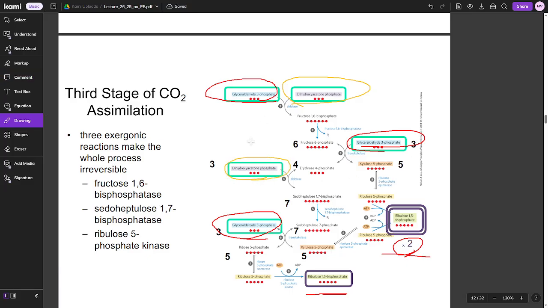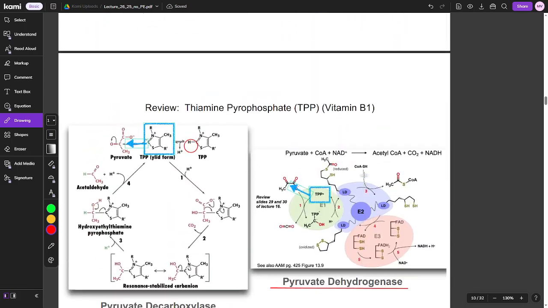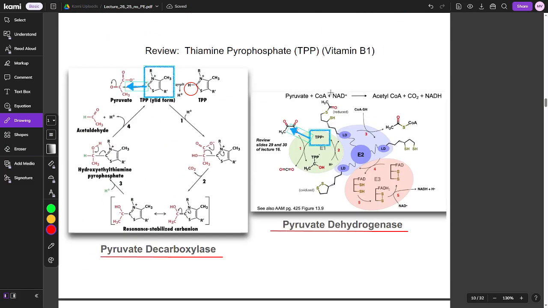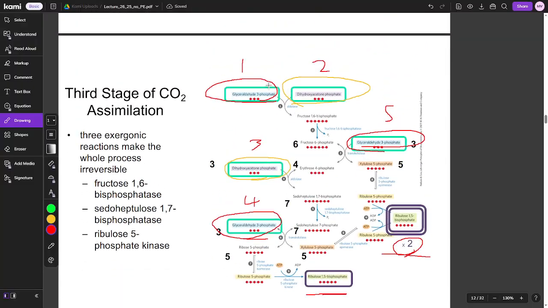And notice how many carbons are in these intermediates. We've got 1, 2, 3, 4, and 5. Notice how many 3-carbon sugars are produced here. It's 5 of them. So 2 of them are turned into dihydroxyacetone phosphate, these 2, and the other 3 are kept as G3Ps.